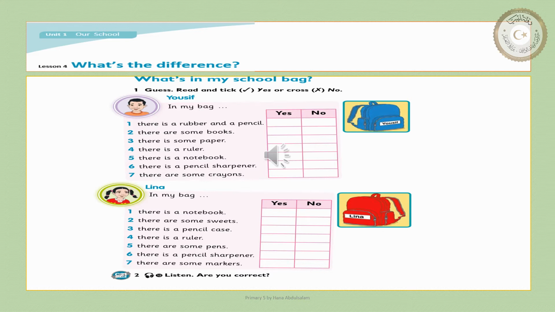What's in my school bag? There's a notebook and there are some sweets. There is a pencil case and a ruler and there are some crayons. There's a pencil sharpener in my bag and there are some books.